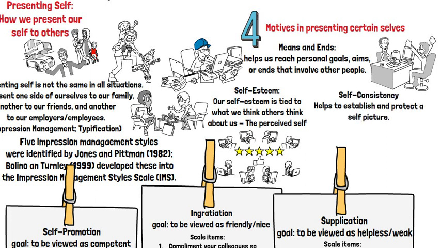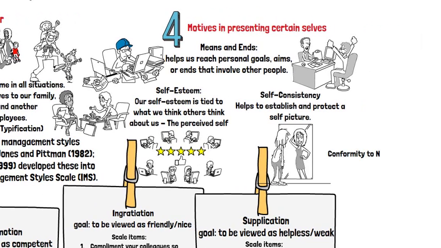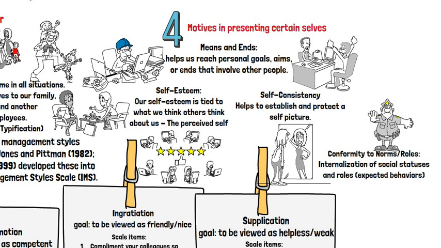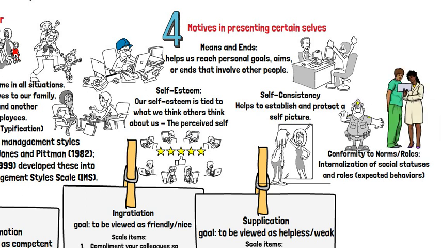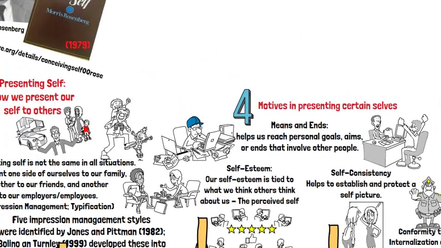Third, self-consistency. It helps us to establish and protect our self-picture. And the last motive is to conform to norms and roles. It's our internalization of the social statuses and the roles associated with those statuses.